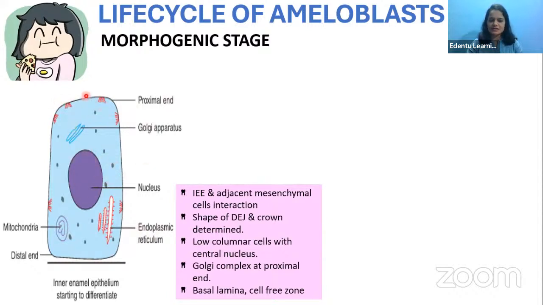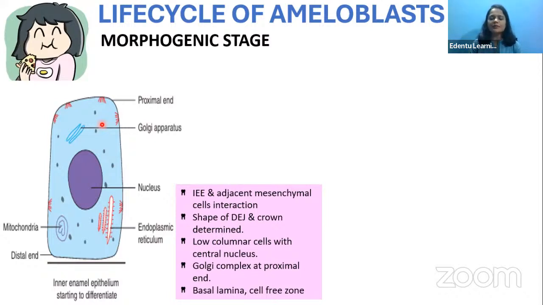You can see this is the proximal end. Proximal end means the one facing the stratum intermedium, and this is the distal end. Distal end means the one facing the dental papillae. Okay, so the nucleus will be centrally placed here, and there will be mitochondria, endoplasmic reticulum, and Golgi apparatus. Normally, how many do you see in a cell? Normal amount will be there.